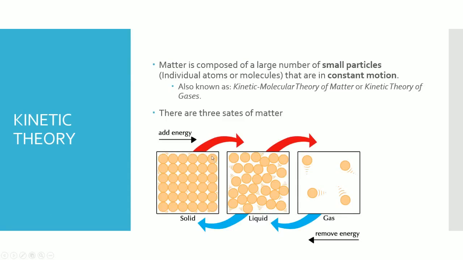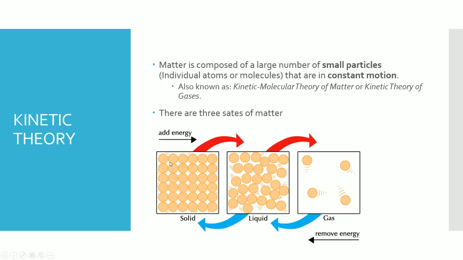So the kinetic theory of matter states that matter is composed of a large number of small particles that are in constant motion. And so this is otherwise known as the kinetic molecular theory of matter or the kinetic theory of gases. So there are three states of matter. You've got the solids, the liquids, and the gases, right?